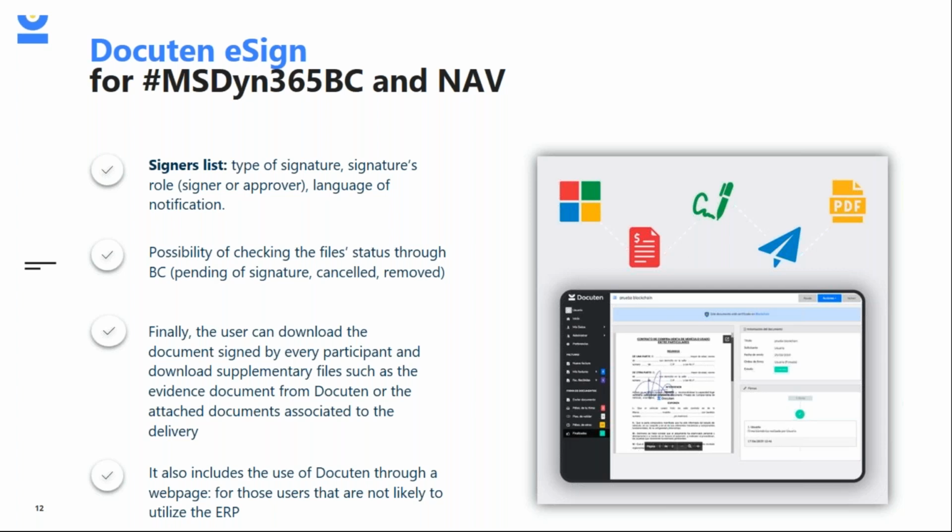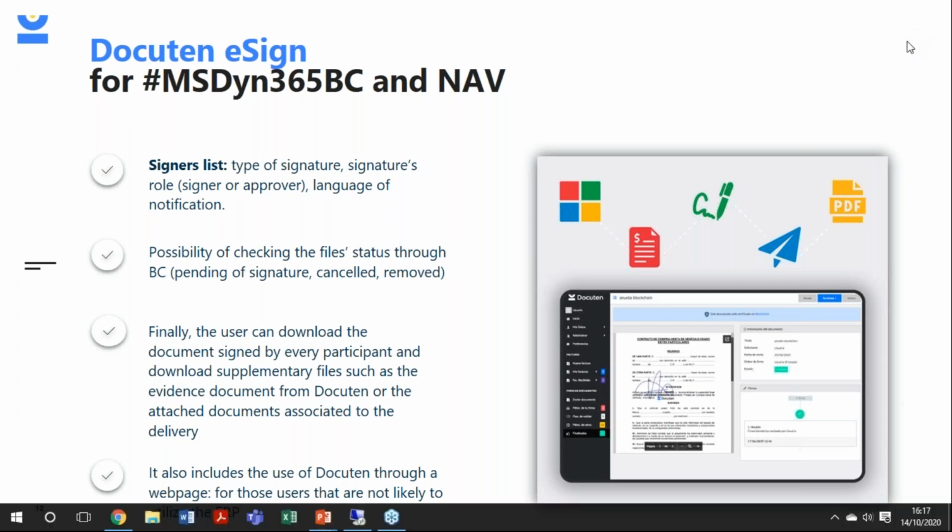And finally, the language of the notification. Docuten supports Spanish, English, French, German, Dutch, and during the next weeks we'll be supporting Italian and, by the end of the year, Portuguese. So if we need, for example, to sign a sales quote with a German customer, this German customer will get the email in the corresponding language, and they will also get the Docuten web platform in that language. So there will be no problems signing a document with a Dutch or a French customer.